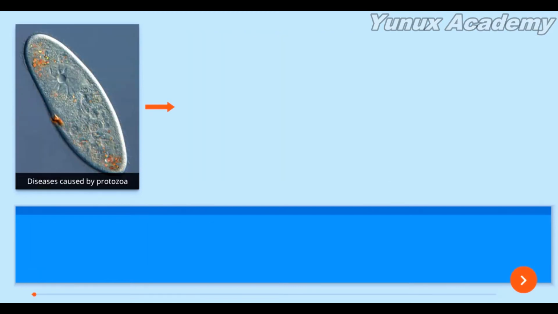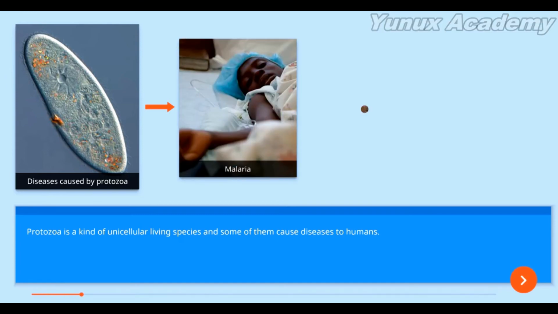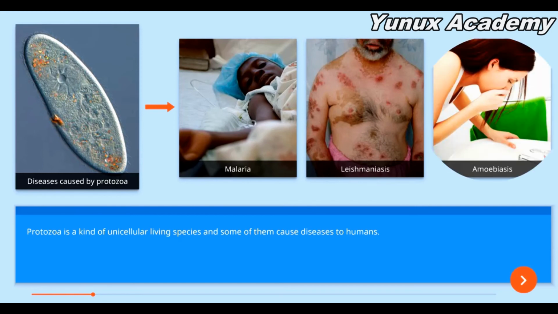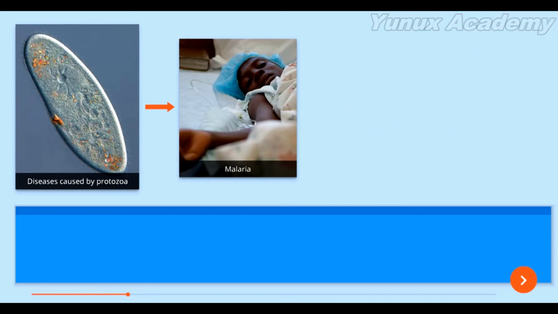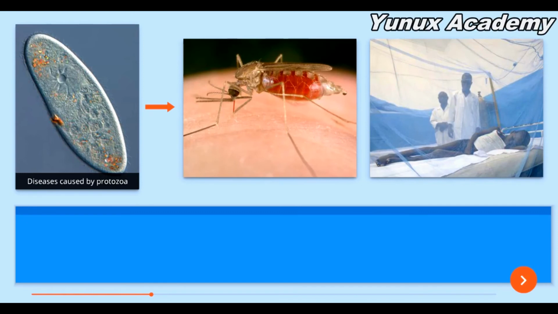Protozoa are a kind of unicellular living species, and some of them cause diseases in humans. Malaria, Leishmaniasis, and Amoebiasis are some examples of this. Among them, the protozoa which spread malaria live in mosquitoes, and enter human blood with a bite from these mosquitoes, and infect. By now, Sri Lanka has been successfully able to control the organism which causes malaria living in human blood.